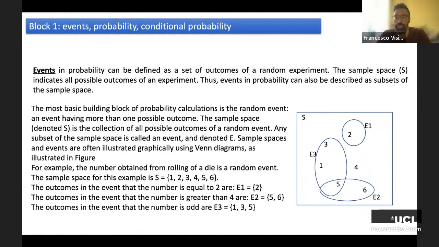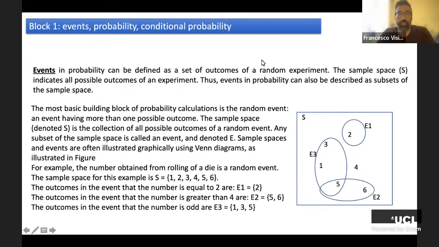In this case, because it's a 6-faced die, the sample space is given by all the numbers from 1 to 6. The outcomes in the event that the number is equal to 2 are given by E1, and there's a notation to indicate that the outcome in the event E1 is the number 2. The outcomes in the event that the number is greater than 4 form the set A2, given by the numbers 5 and 6. Or the outcomes in the event that the number is odd are E3: 1, 3, and 5.